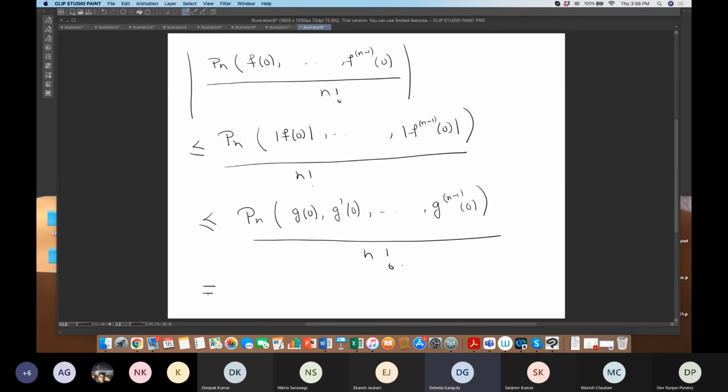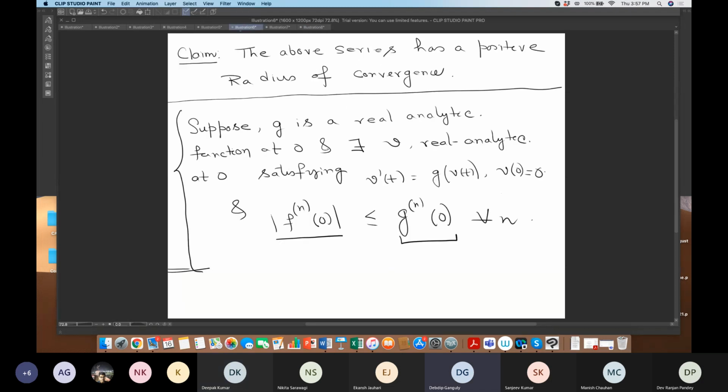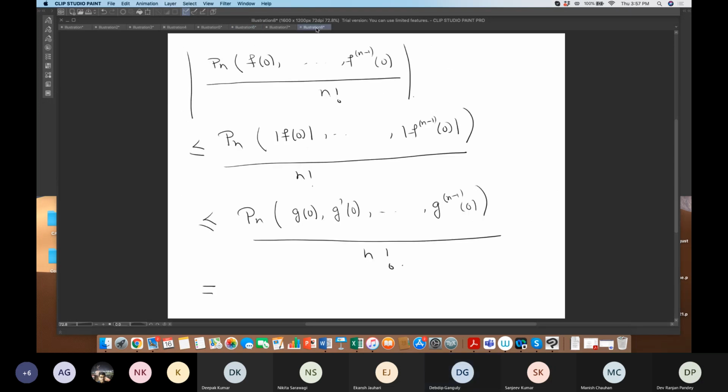Which is equal to, who will tell me? Which is equal to? You use the equation now. We satisfy this equation. Now you do the same trick. V double prime at 0 is G of 0. You do the same trick. So what will you get? Equal to the nth derivative of V exactly at the point 0. Just this step is using that V satisfies the ODE. Okay, excellent.